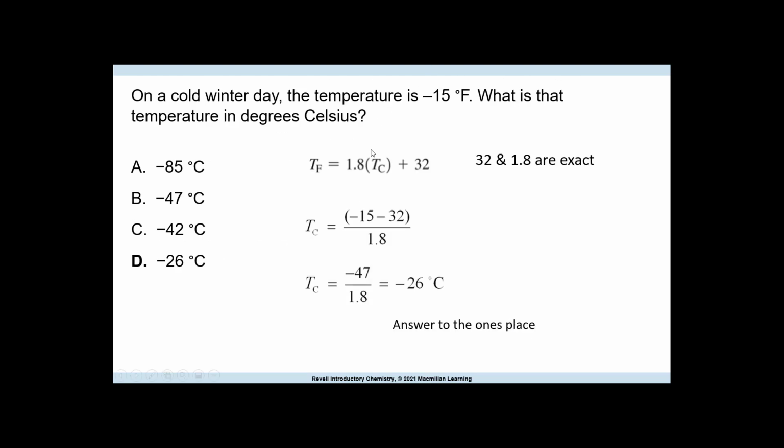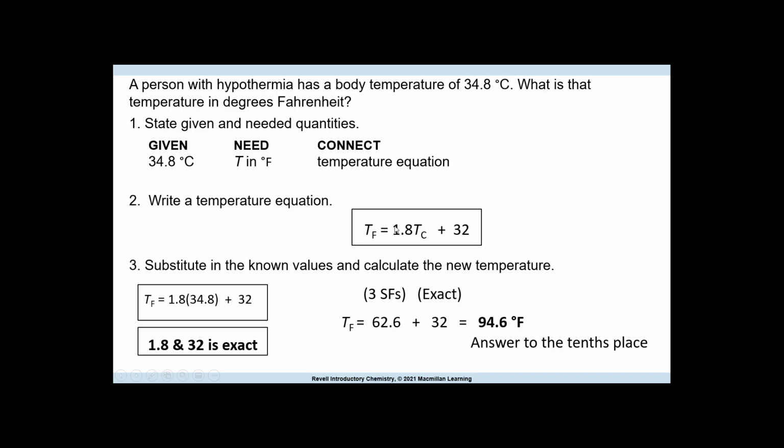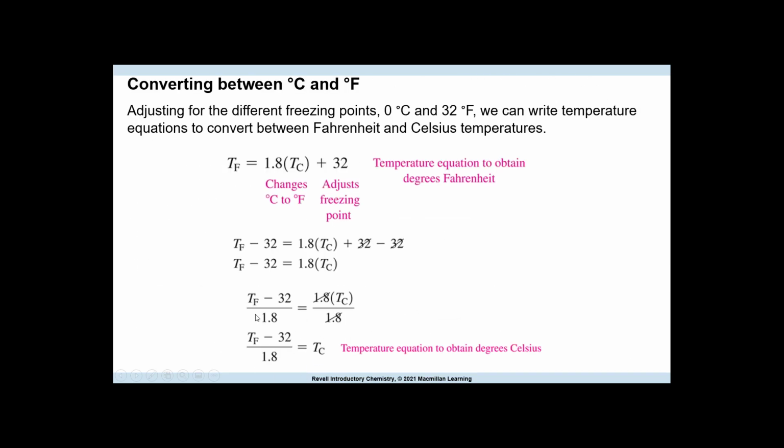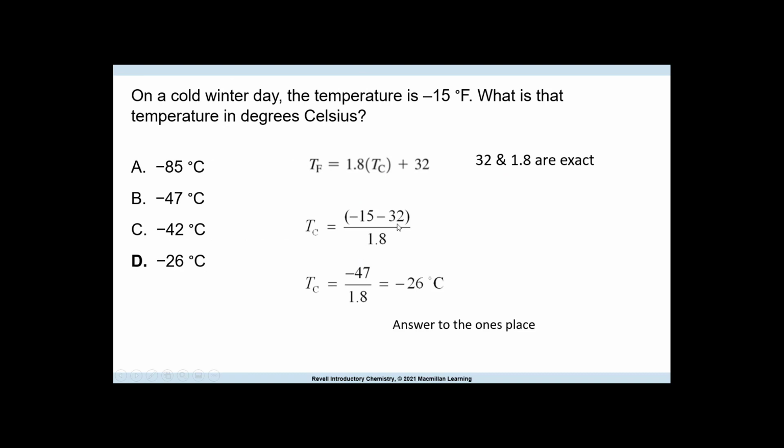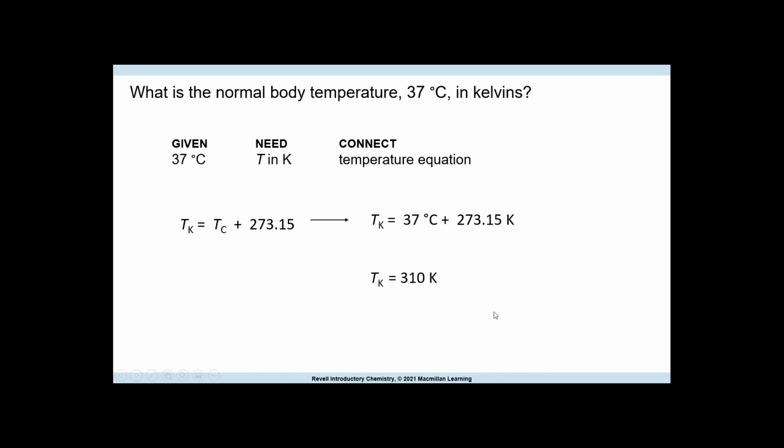So from here, we do the negative 15 minus the 32. If you get confused, look at this one here, the one that shows you're going to plug the Fahrenheit in here. So in this one, we have negative 15 minus 32. That gives us negative 47. We divide that by 1.8, and this gives us an answer of negative 26 degrees Celsius. This is in the ones place. We have 2 sig figs, so that ends up in the ones place, and that answer would be D.